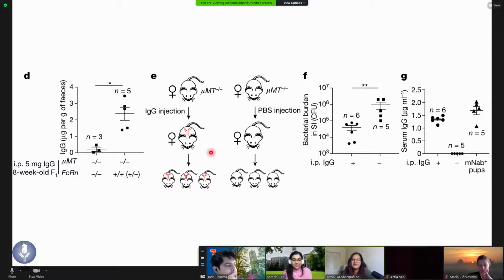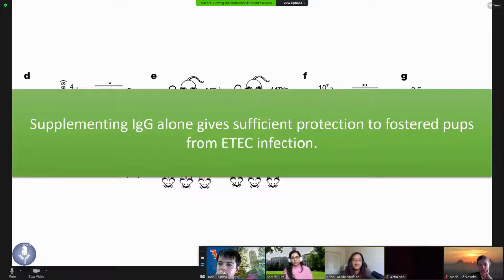So these studies are very important in saying that if you vaccinate the mother in place of injecting the pups, you are still getting protective immunity against the pathogen. So supplementing IgG alone will give sufficient protection to the fostered pups from ETEC infection. That's interesting, because as soon as a human baby is born, they are subjected to needles, and they talk about that in the discussion too. What if you give the vaccinations to the mother, can the immunity be transferred via breastfeeding to the kid? This was a really interesting aspect of that thought.